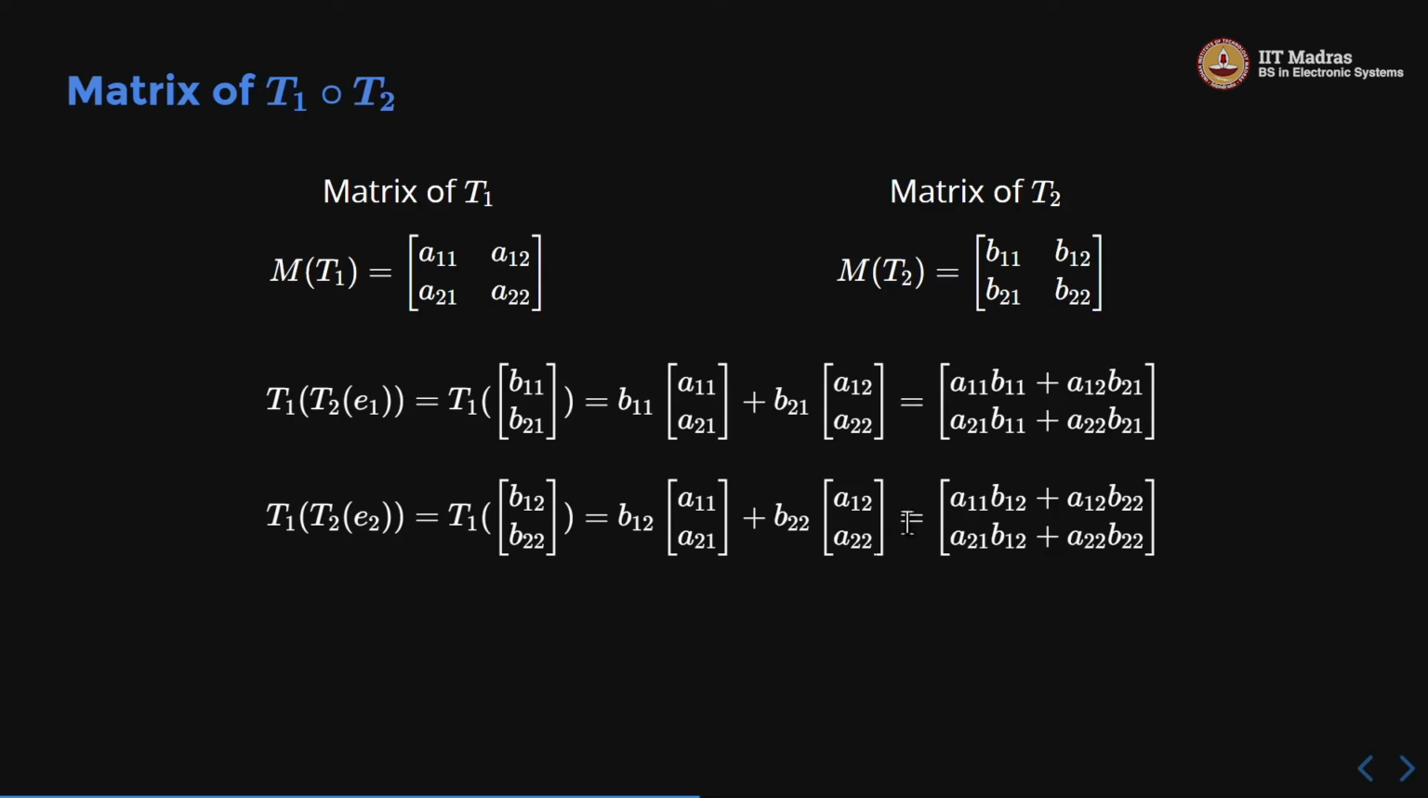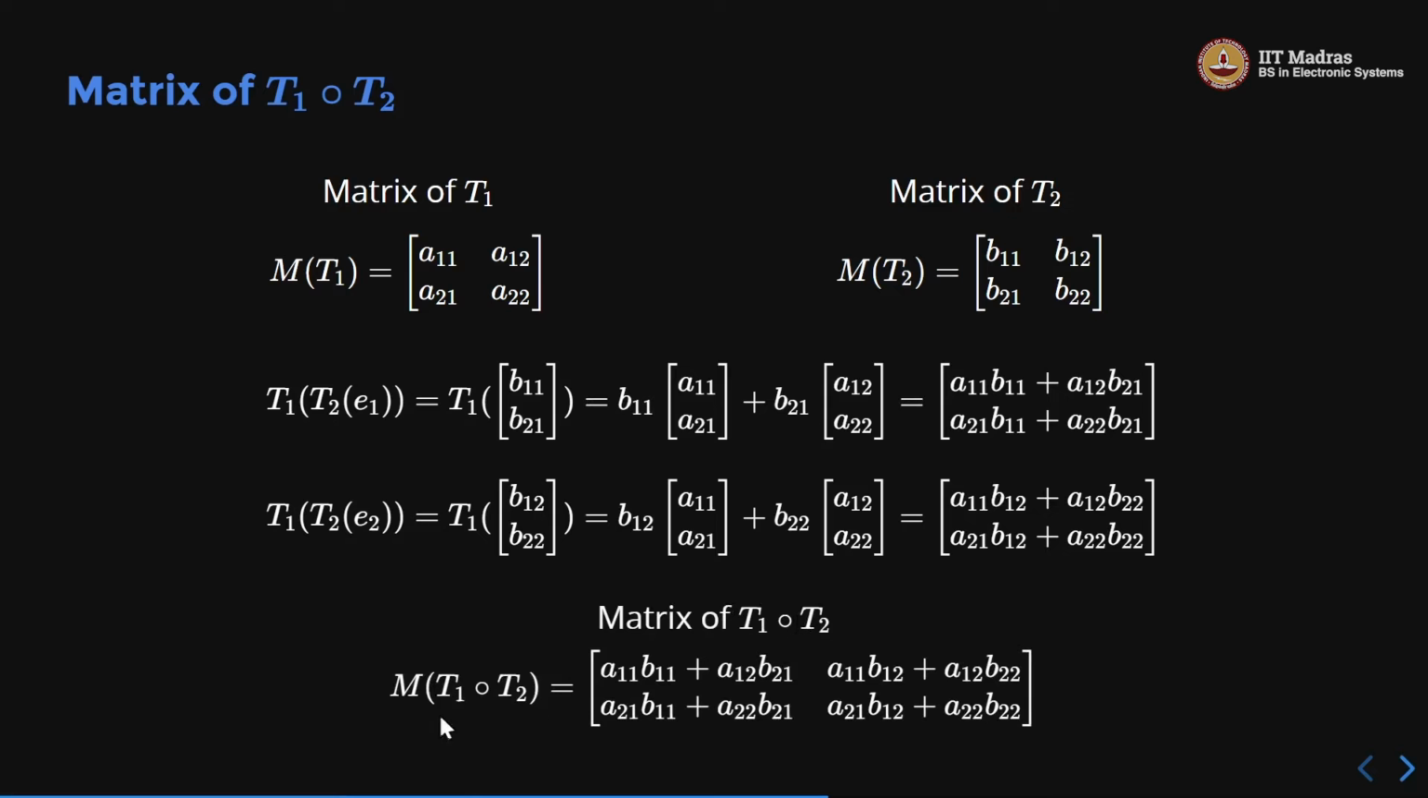T2 of E2 is going to become B12, B22, and then T1 of that is going to be just this matrix multiplied by B12, B22, and you get the same kind of expression. That's it. I found my first column, I found my second column. So the matrix of T1 composed T2 is just this expression. Is that okay? Okay.